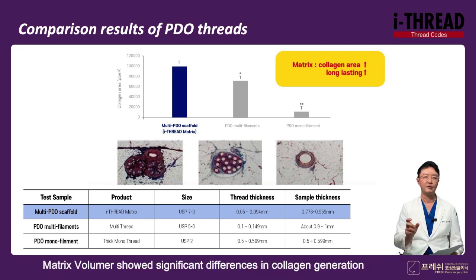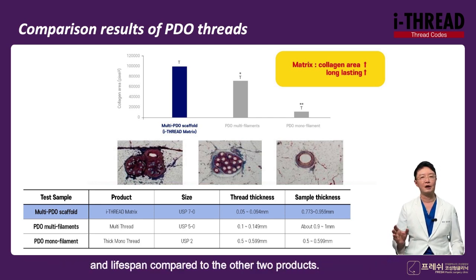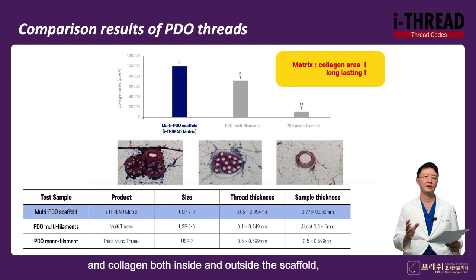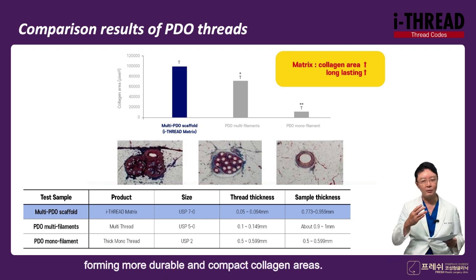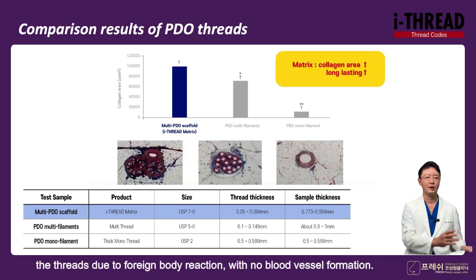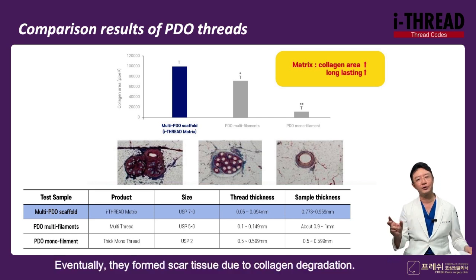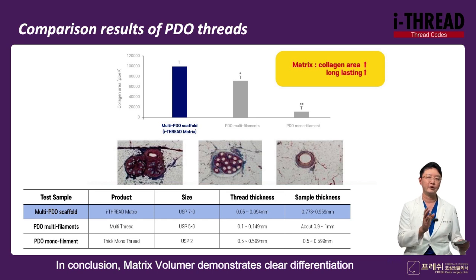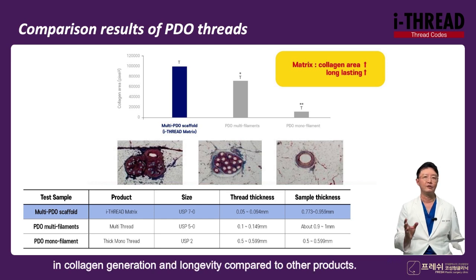Matrix volumer showed significant differences in collagen generation and lifespan compared to the other 2 products. It accumulated numerous newly formed blood vessels and collagen both inside and outside the scaffold, forming more durable and compact collagen areas. The other 2 products only generated small amounts of collagen around the threads due to foreign body reaction, with no blood vessel formation. Eventually they formed scar tissue due to collagen degradation. In conclusion, matrix volumer demonstrates clear differentiation in collagen generation and longevity compared to other products.